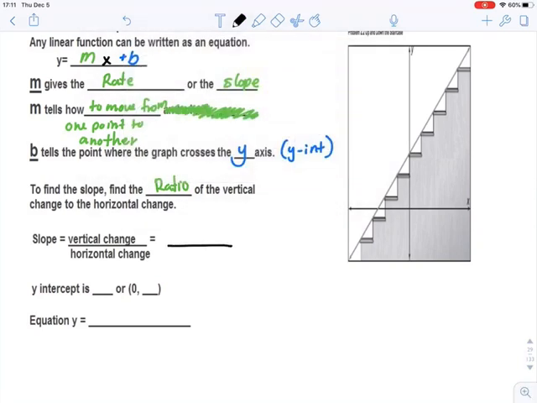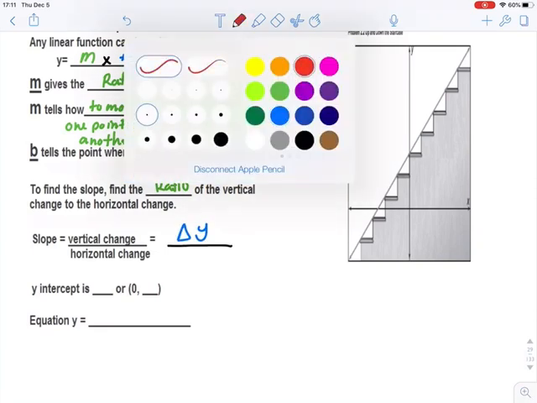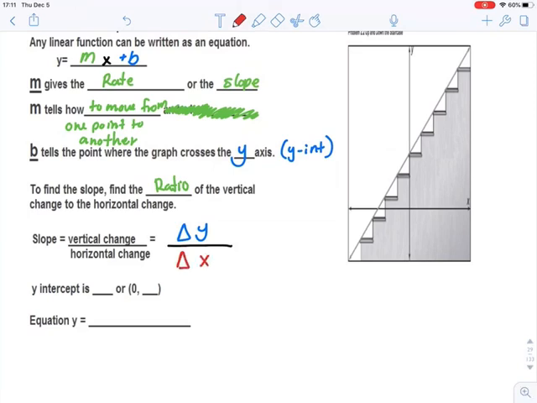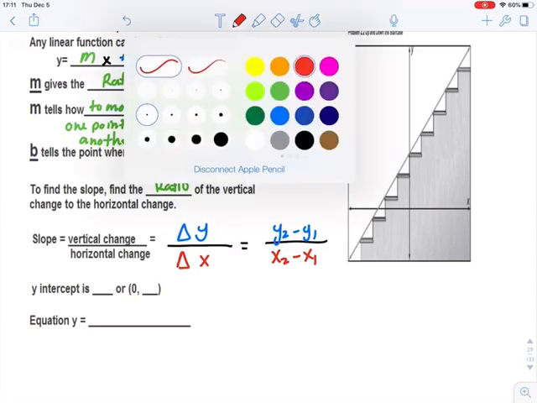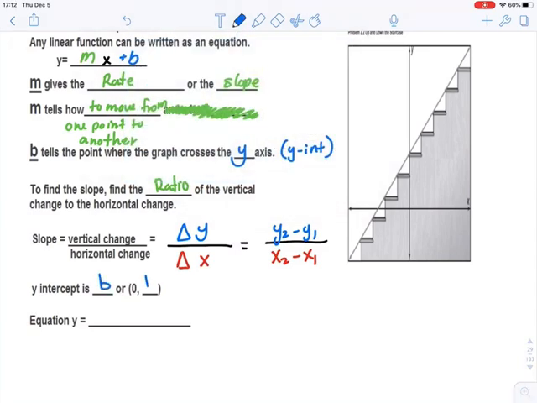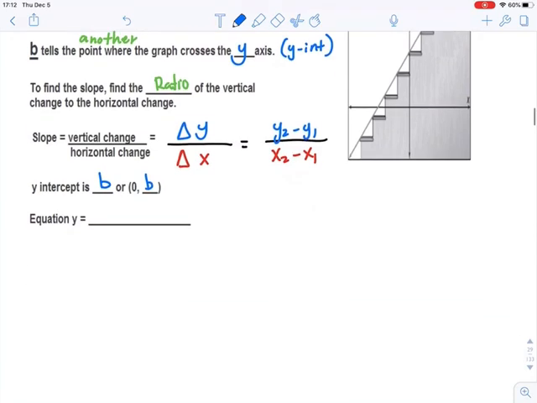Okay. Our vertical change can be written as delta y over delta x. We've done this before. Also known as y2 minus y1 over x2 minus x1. Your y-intercept is your b value, or 0 comma b, or 0 comma y. Okay, I put b for both, but this is usually your y value, and that's your x. But the y-intercept is labeled by the variable b.